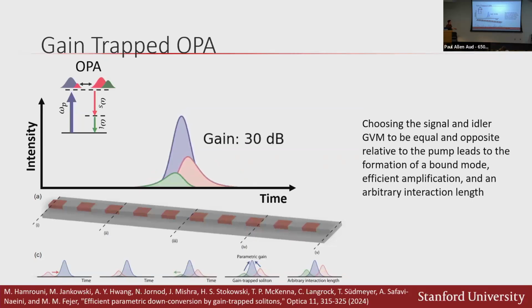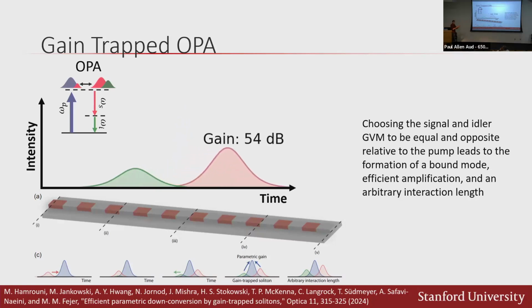Okay, so now here's the idea. What you want to do is take your signal and your idler, and dispersion engineer so that their group velocities are equal and opposite. So they're trying to travel in opposite directions in the pump frame, relative to the pump. When you do this, these guys effectively get gain trapped. So you form this kind of three-mode bound state, so to speak, where the signal and the idler are trying to escape the pump, but the pump is amplifying the inside edges faster than they can escape. And so they get stuck under the pump until it depletes.